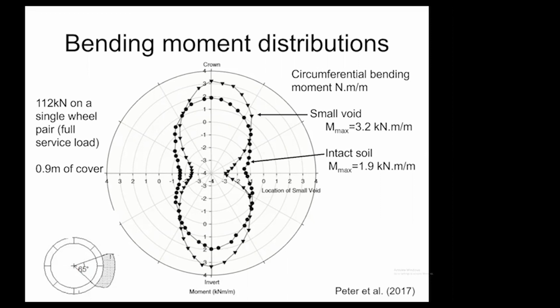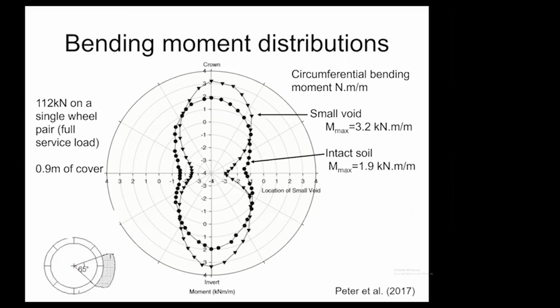developed in this test. And I'm showing two distributions, and this is a polar distribution, so it's sort of showing the pattern of moments right around the circumference. So the top of the pipe is at the top of the drawing, the bottom of the pipe, or the invert, is at the bottom of the drawing, and of course the sides, or the spring lines of the pipe, are at the sides of the drawing.